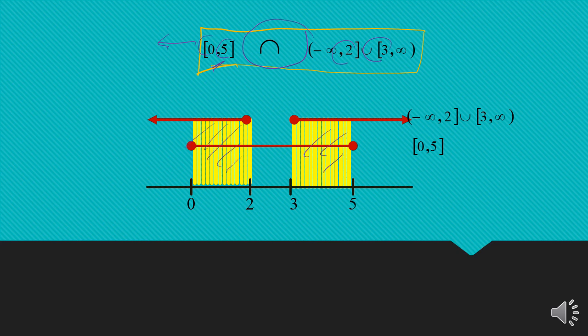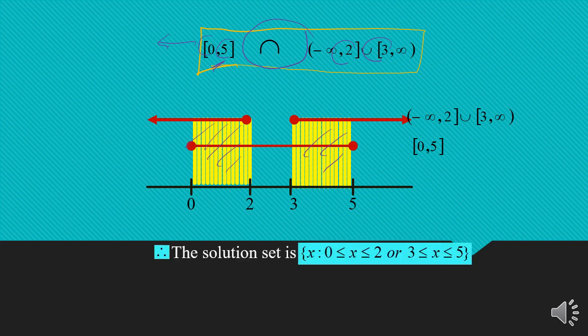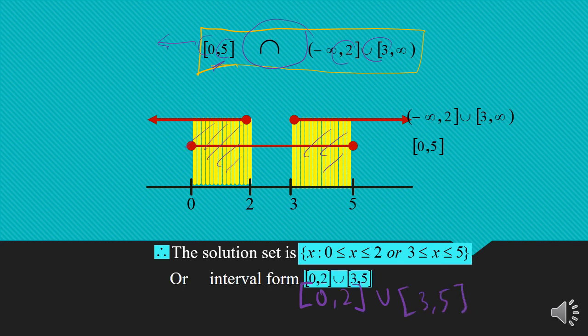So the answer should include these two areas. The first one will be from 0 to 2. The second one will be 3 to 5. We can give the answer in the form of intervals, which is 0 to 2 inclusively, union with 3 to 5. Both are inclusive. Okay?